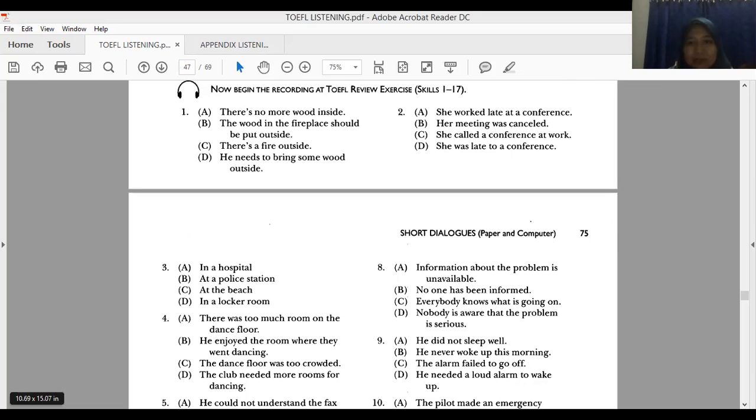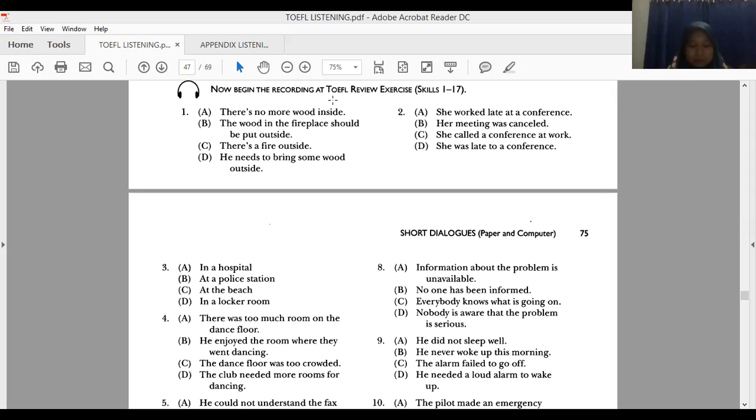TOEFL review exercise, skills 1 through 17. In this exercise, listen carefully to the short conversation and question in the recording, and then choose the best answer to the question. Number 1.